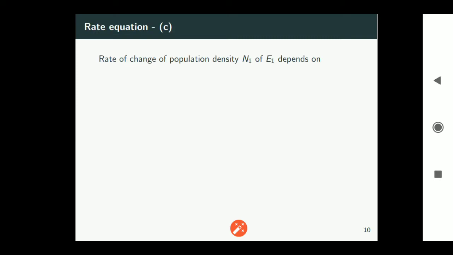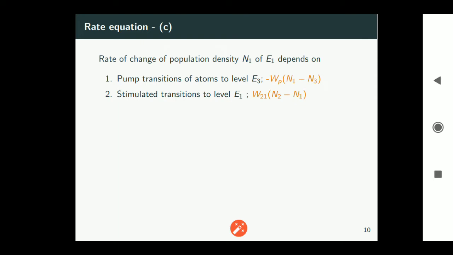And we shall write the rate equation for the remaining level N1 of E1, and that depends on pump transition of atoms from E1 to E3, which is given by minus Wp into N1 minus N3. Stimulated transition from E2 to E1 and E1 to E2 both, that gives rise to W21 times N2 minus N1. Spontaneous emission from E2 to E1, which is equal to A21 times N2.